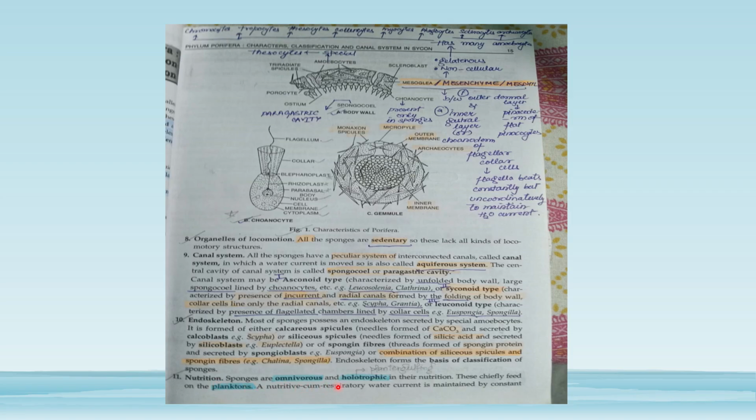Sponges are omnivorous and holozoic. What do you mean by omnivorous? That they feed on both plants and animals. And holozoic means they take in food and digest it internally. They chiefly feed on plankton. Now, the main food choice is plankton.